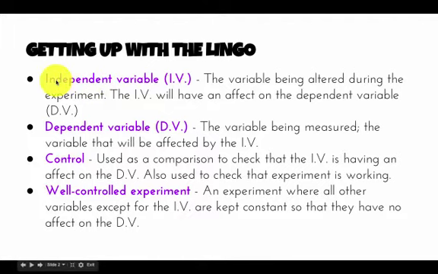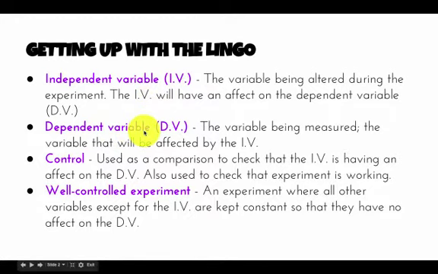So when we talk about experiments, there are a number of variables that influence the results. First of all, the independent variable is the one that we're altering during an experiment. So there should only be, in a very well-controlled experiment, one independent variable. And obviously by altering the independent variable, that is going to have an effect on the results.